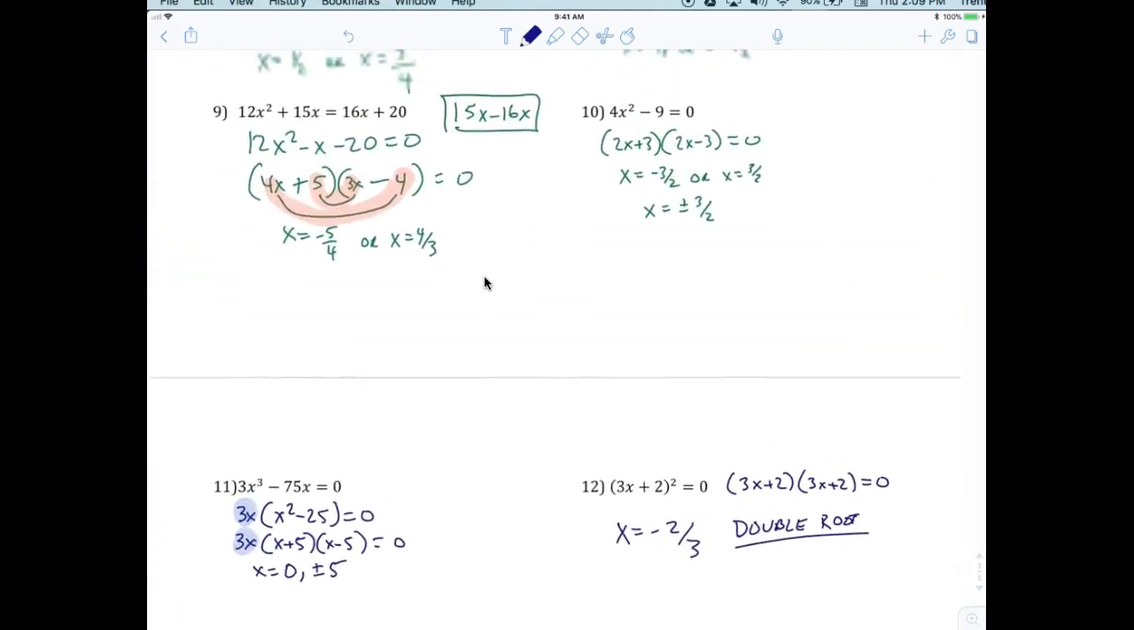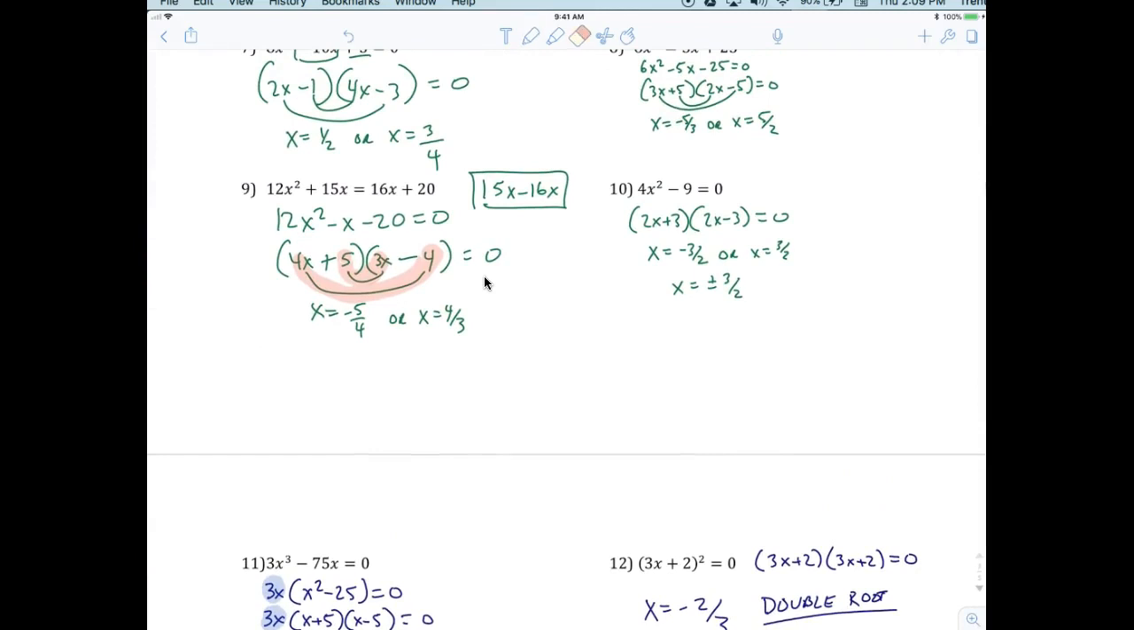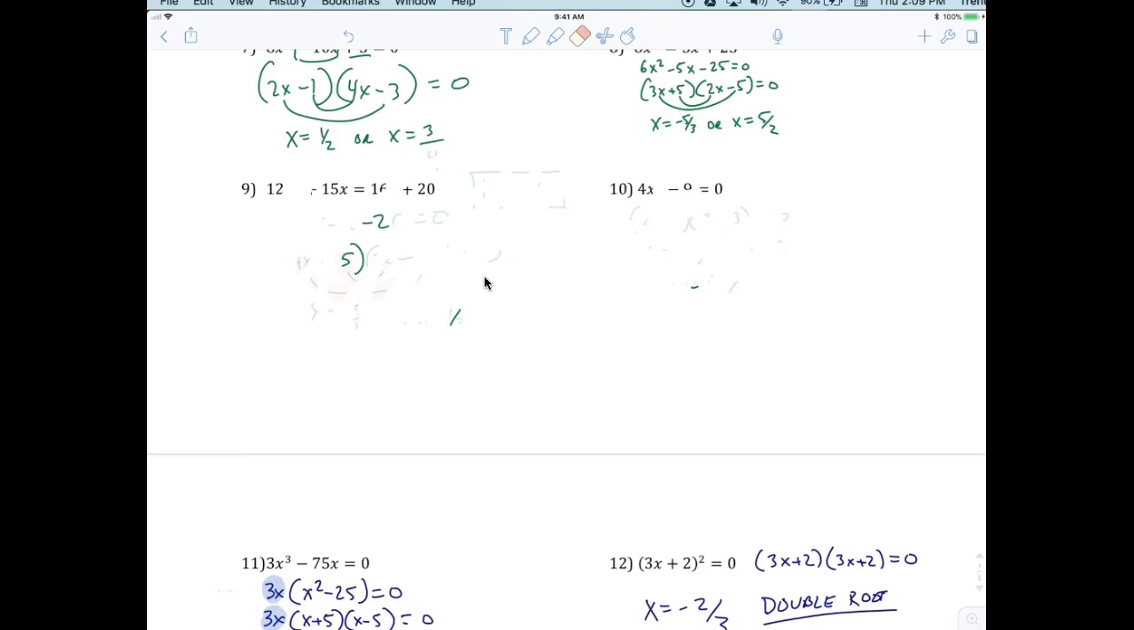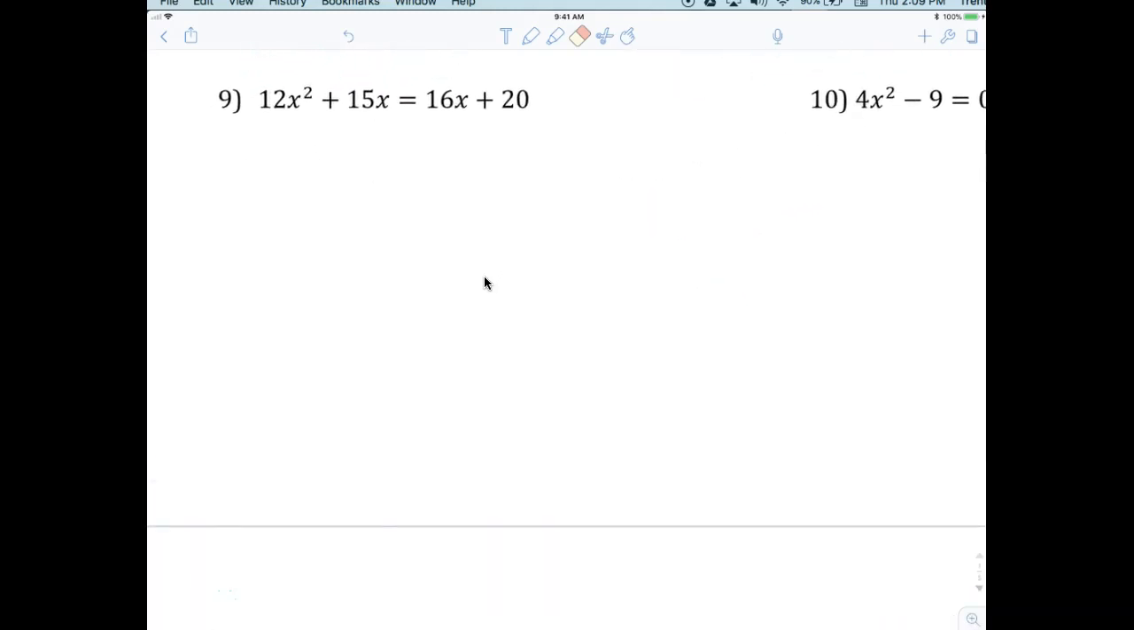So now we're just going to work my way backwards here. All right. So I'm just going to do 9 and 10 real quick. I'm going to do as many as I can before the bell rings. All right. So here we go for question number 9. Number 9 is a little bit tricky because you have to set it equal to 0, which means I have to move everything to the left. All right, so when I move it to the left, someone tell me. Beautiful. 12x squared minus x minus 20 equals 0.